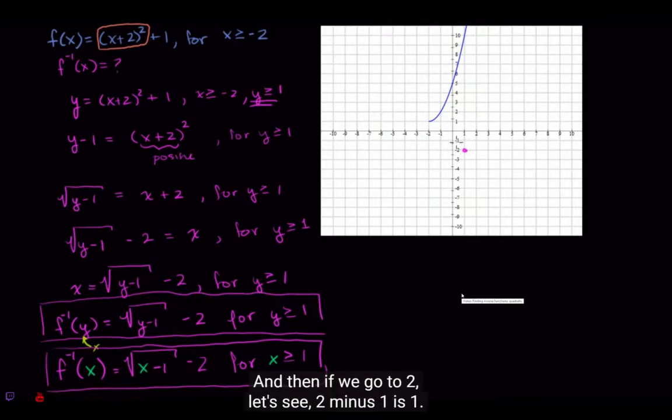And then if we go to 2, let's see, 2 minus 1 is 1. The principal root of that is 1, minus 2, so it's negative 1. So the point (2, -1) is right there. And let's think about, if we did 5, I'm trying to take perfect squares. 5 minus 1 is 4, the square root is 2, minus 2 is 0. So the point (5, 0) is here.